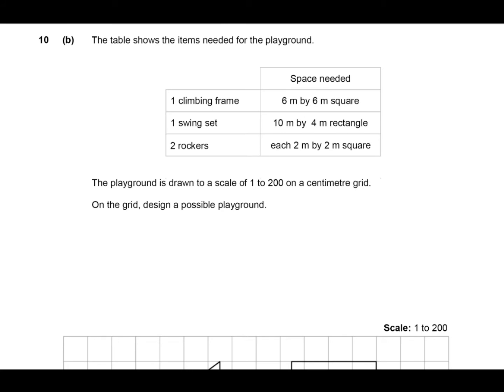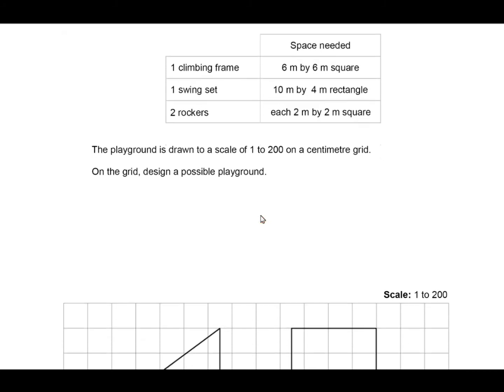For question 10b, the table shows the items that are needed in the playground. So we've got a climbing frame, a swing, and 2 rockers. The playground is drawn to scale of 1 to 200 on a centimetre grid. On the grid, design a possible playground. So to convert anything, we have a scale of the drawing to the real world of 1 to 200. And we know that when the scales are like this, it's centimeters to centimeters.